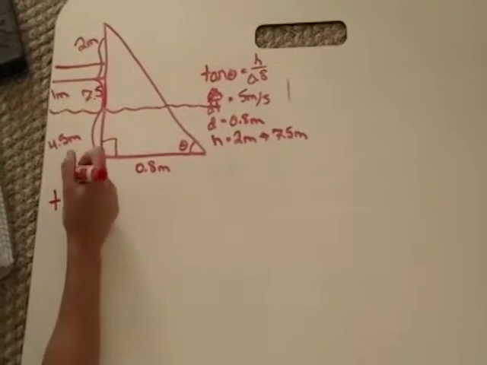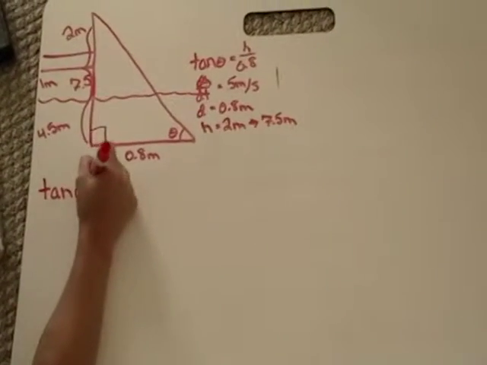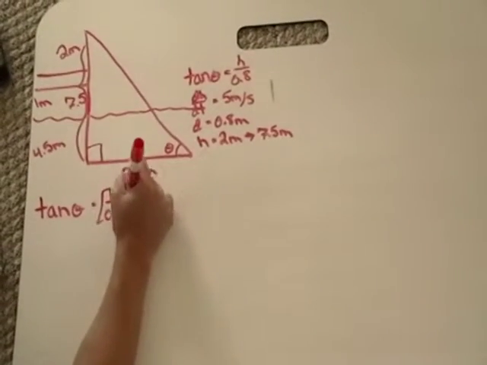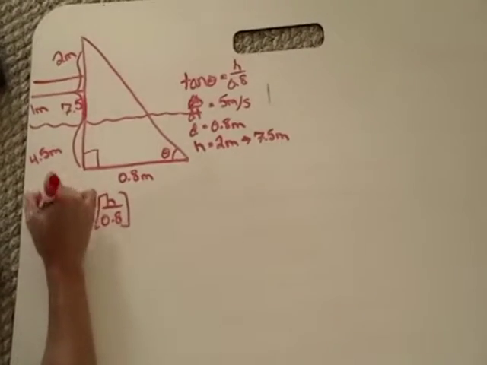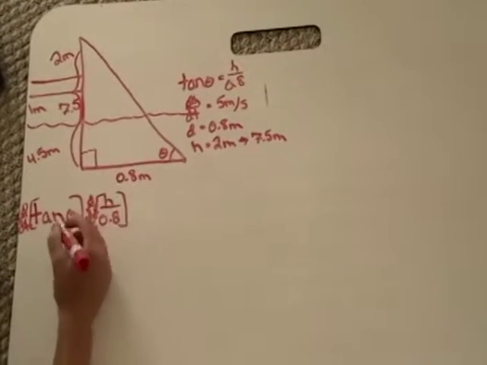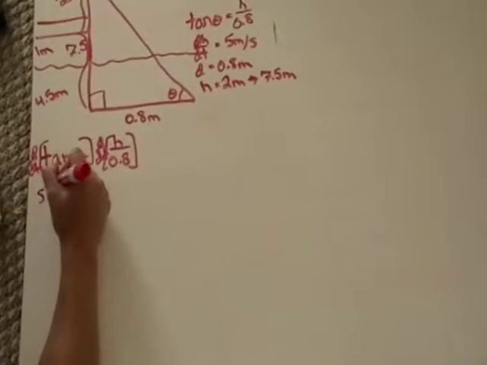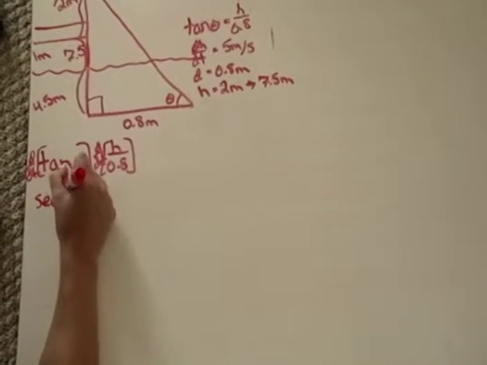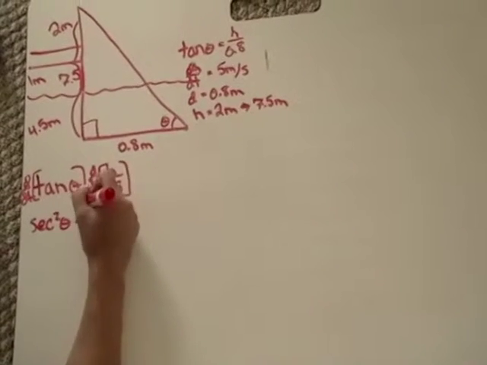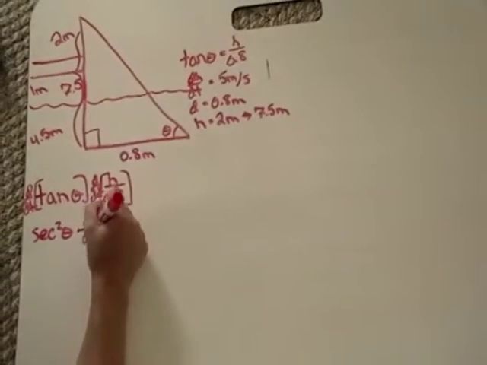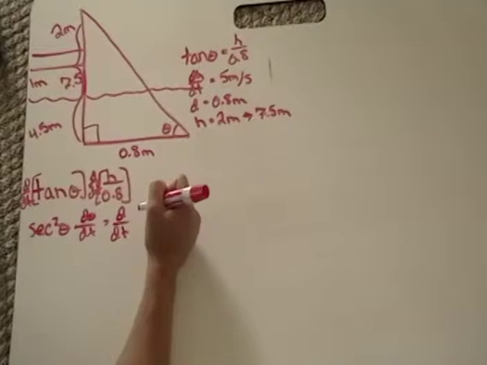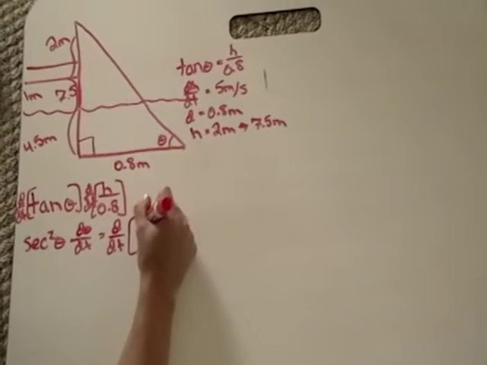So the first thing that you do is you set up the equation tangent of theta is equal to h divided by 0.8, and you find the derivative of both sides. Knowing your trig identities, you know that the derivative of tangent is equal to secant squared of theta. But since theta is not in the argument we used, we have to do times d theta dt and set that equal to, before actually taking the derivative, d dt of h divided by 0.8.